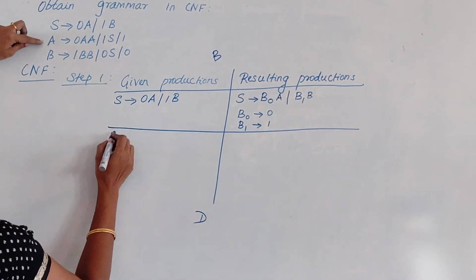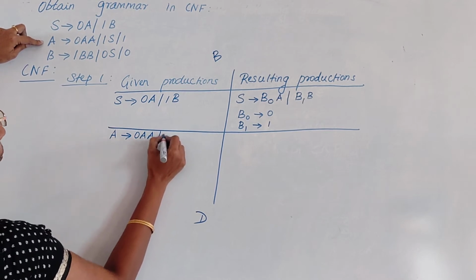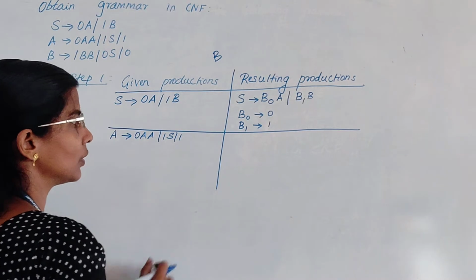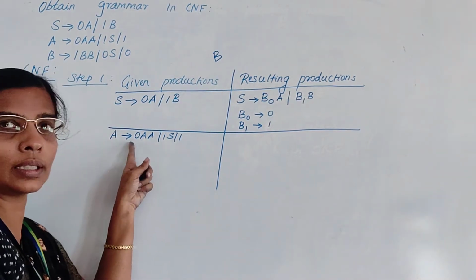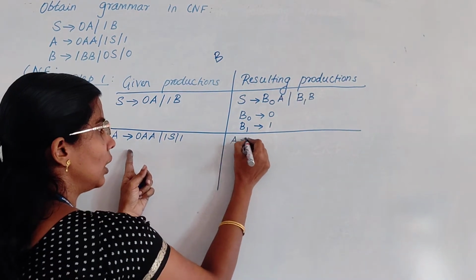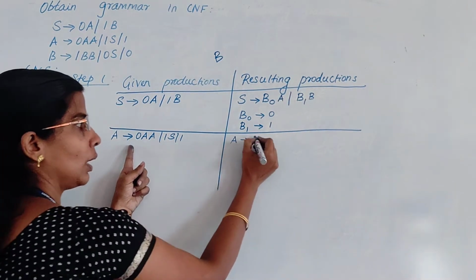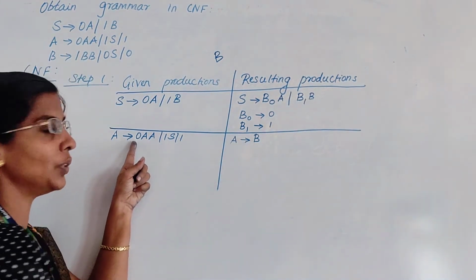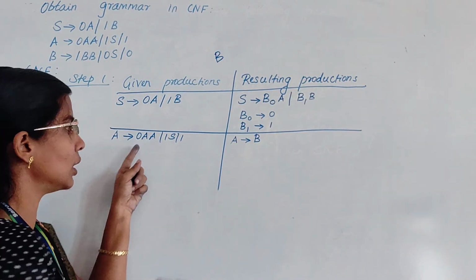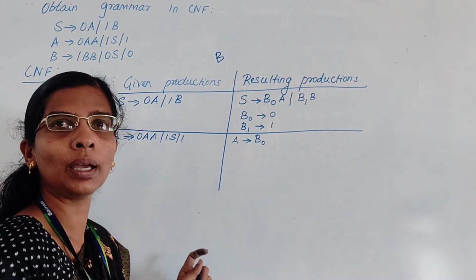First grammar done. Take the second grammar. A tends to 0, A, 1 is 1. Write down. Here again you see it is a mixture of terminal and non-terminal, so I should go for conversion. I use this B, and which terminal am I converting? I am converting this 0, so it should be B naught.